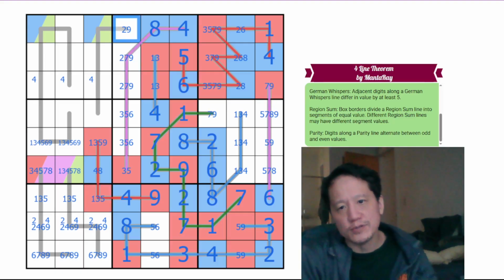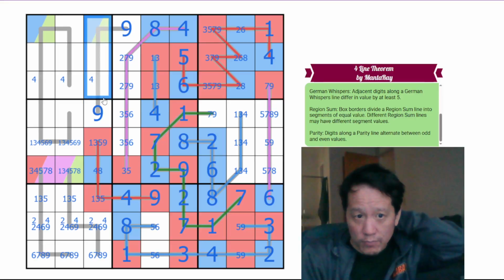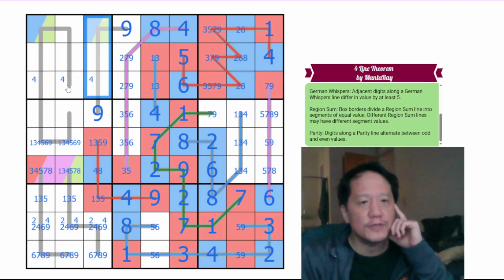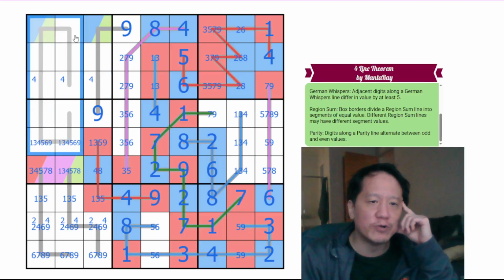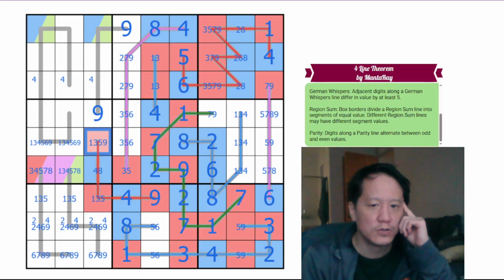So let's run through that scenario. So say we have a 9 here and 9 here. This is region sum. This would have to be Whisper 5. And it would not have a 5 on it. But this could not be 5 because it would be 1, 3, 5 to add up to 9. But that would eliminate possibilities for these cells here. So this cannot be a region sum line. It's a Whisper 5 line. So this is Whisper 5, and this is region sum. Okay.